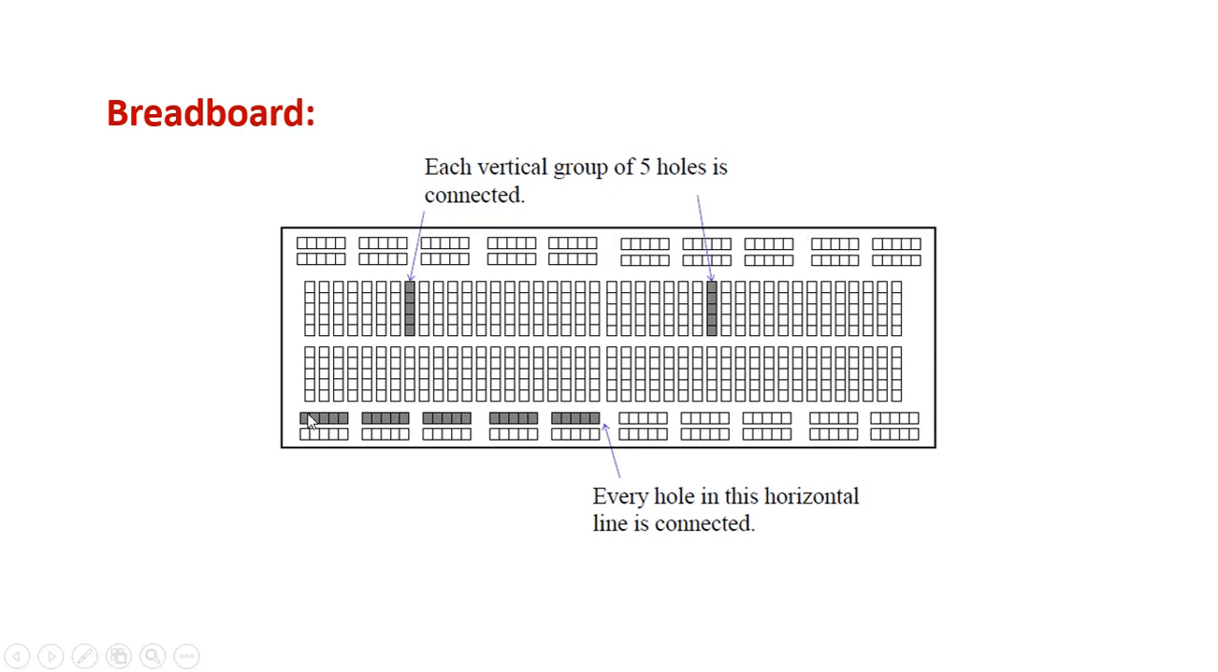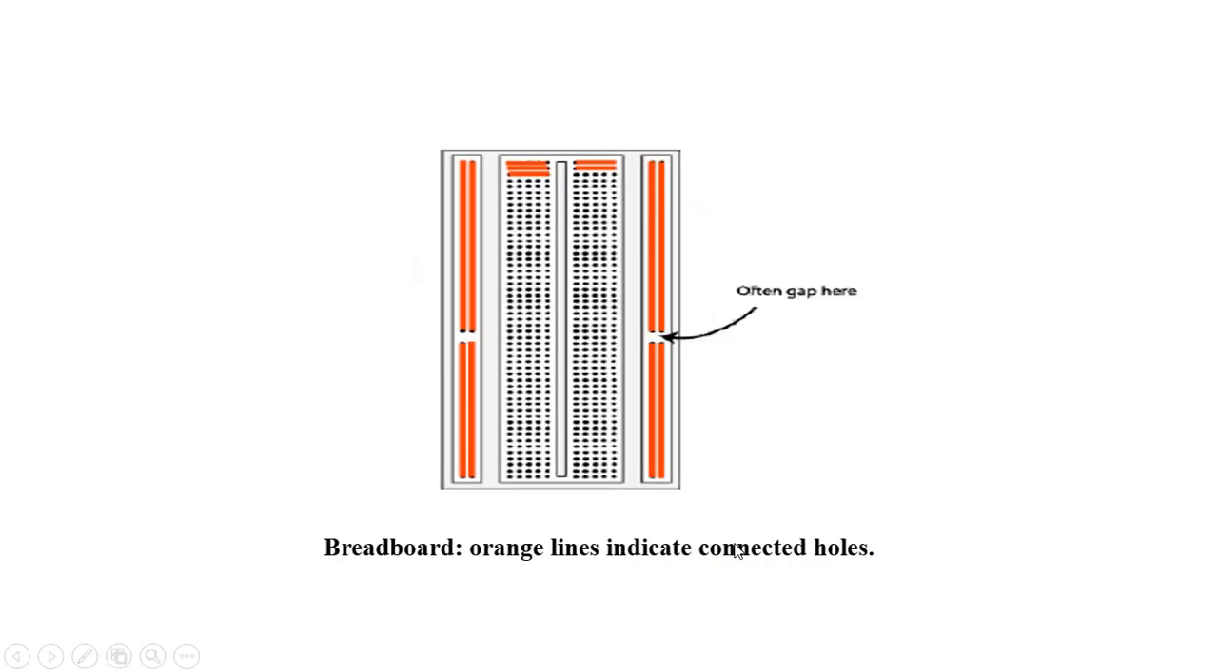Now these horizontal ones are not shorted vertically. These are shorted horizontally only, and these vertically only. Here there is a gap. So each vertical group of 5 holes is connected and each hole in this horizontal line is connected. You can see here this orange line indicates connected holes. So these pairs of five holes are connected, and these vertical ones are also connected.